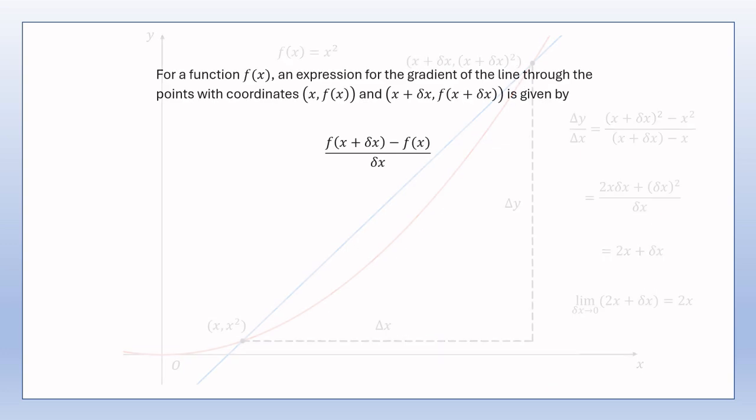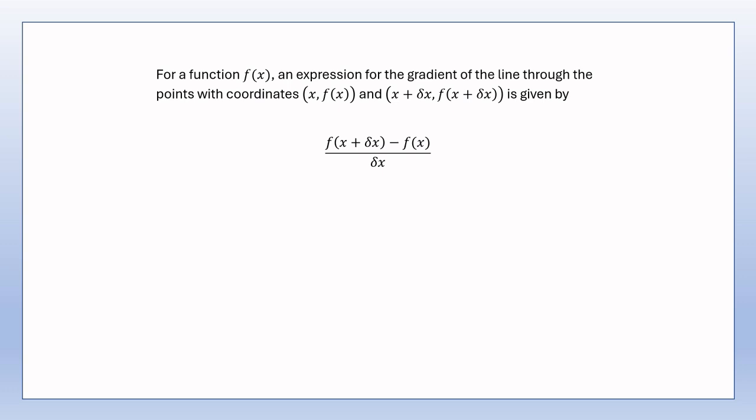So more generally, for a function f of x, an expression for the gradient of the line through the points with coordinates x, f of x and x plus delta x, f of x plus delta x is given by f of x plus delta x minus f of x over delta x. And now to capture the notion of delta x getting closer to 0, and that we are to take the limit of the expression as delta x converges to 0, we write the limit as delta x approaches 0 of f of x plus delta x minus f of x over delta x, which of course is the limit definition that I gave at the start of the video.